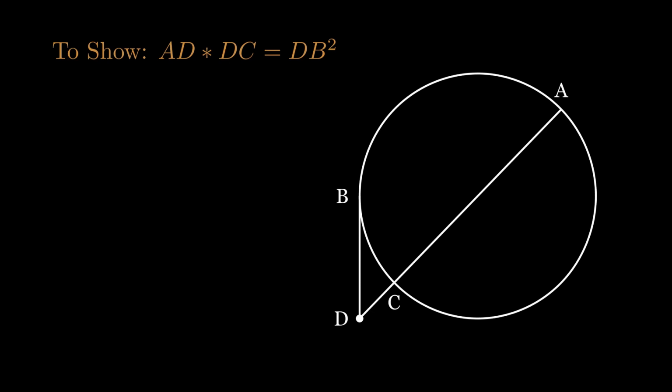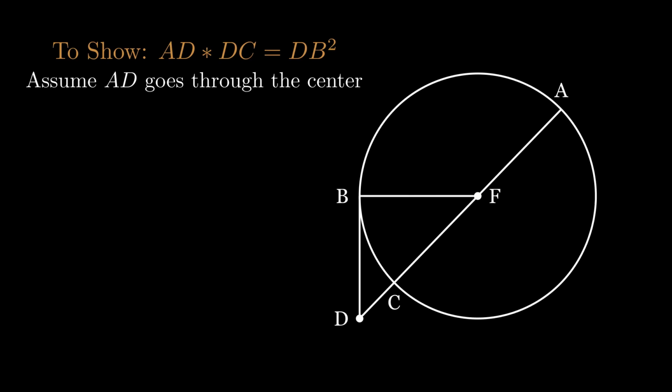Euclid uses the term convex circumference in this description of the proposition, which is this part of the circumference. There are two cases. The first is if AD goes through the center of the circle at F. Join FB. Since DB is tangent to the circle, angle DBF is a right angle.